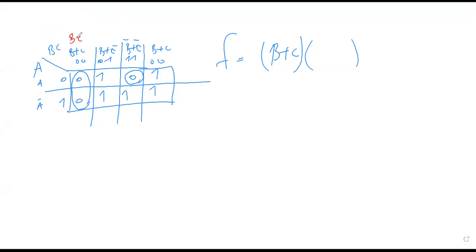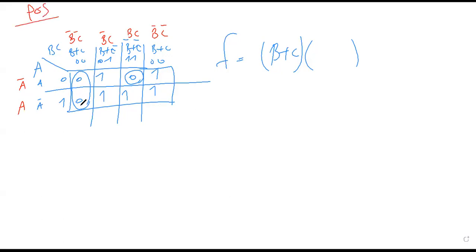Then if I'm using sum of products, they will be like this: B bar, C bar, this is B bar, C. Here we have A bar, B, C. So this will be A bar. This will be A. All right. So in this case, we are using product of sum. So I'll deal with the blue ones.